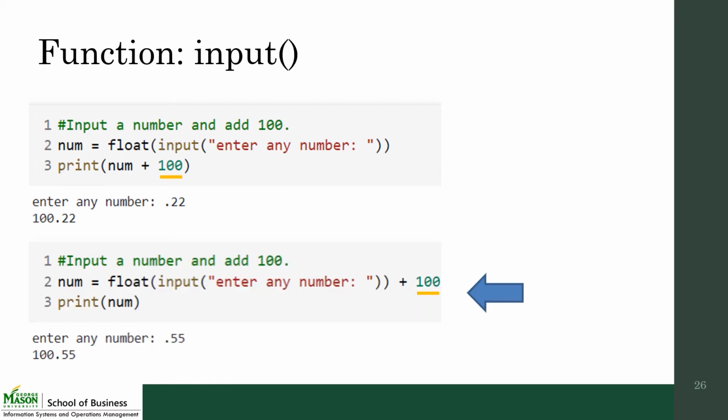The bottom example is doing the same exact thing, but the calculation is performed right before the input value is stored in the num variable. This should give you an idea of the flexibility when it comes down to coding.